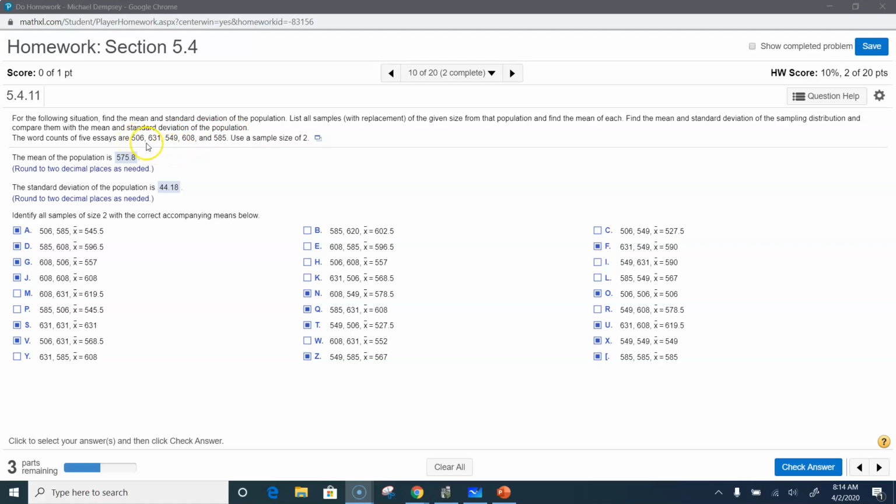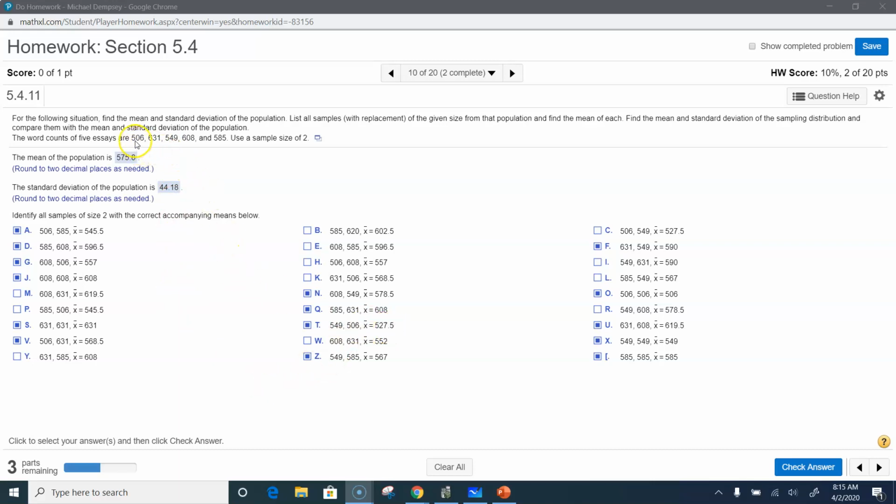So I took 506 plus 639 and divided by 2. And then I looked down here to find that 506 and 631, add them, divide by 2, and that is the average that you would get. Then I took 506 plus 549, and I divided by 2. Okay, 506 plus 549, divide by 2, and I found this to be the correct answer, right?